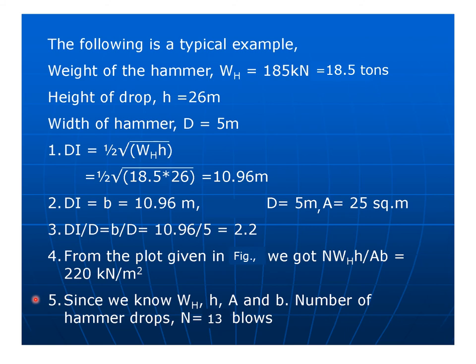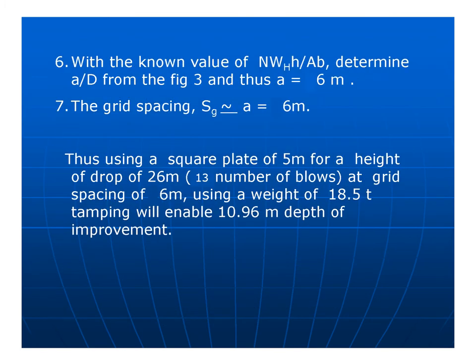Since we know WH, small h, A and B, the number of hammer drops N is equal to 13 blows. So we have determined N equal to 13 blows. Next step, with the known value of this, determine A over D from Figure 3, and thus you can see that A is coming equal to 6 meters. So you can say that the grid spacing SG is nearly equal to A, that is 6 meters.